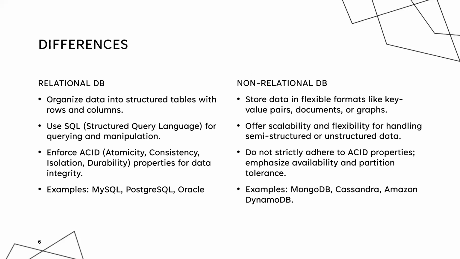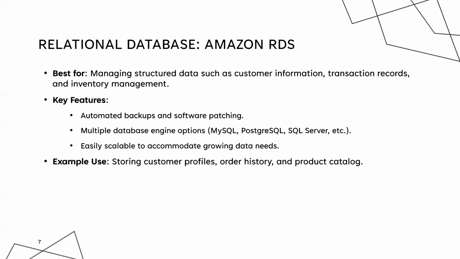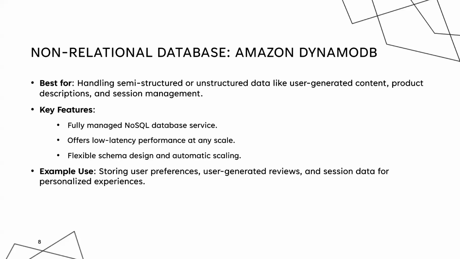The main difference between relational and non-relational is that relational has structured tables, whereas non-relational has flexible formats like key-value pairs, documents, and graphs. Relational uses SQL, and non-relational can handle semi-structured and unstructured data. If we talk about Amazon's relational database, there is RDS. It's best for managing structured data. And the non-relational database in Amazon is DynamoDB. It handles semi-structured or unstructured data.